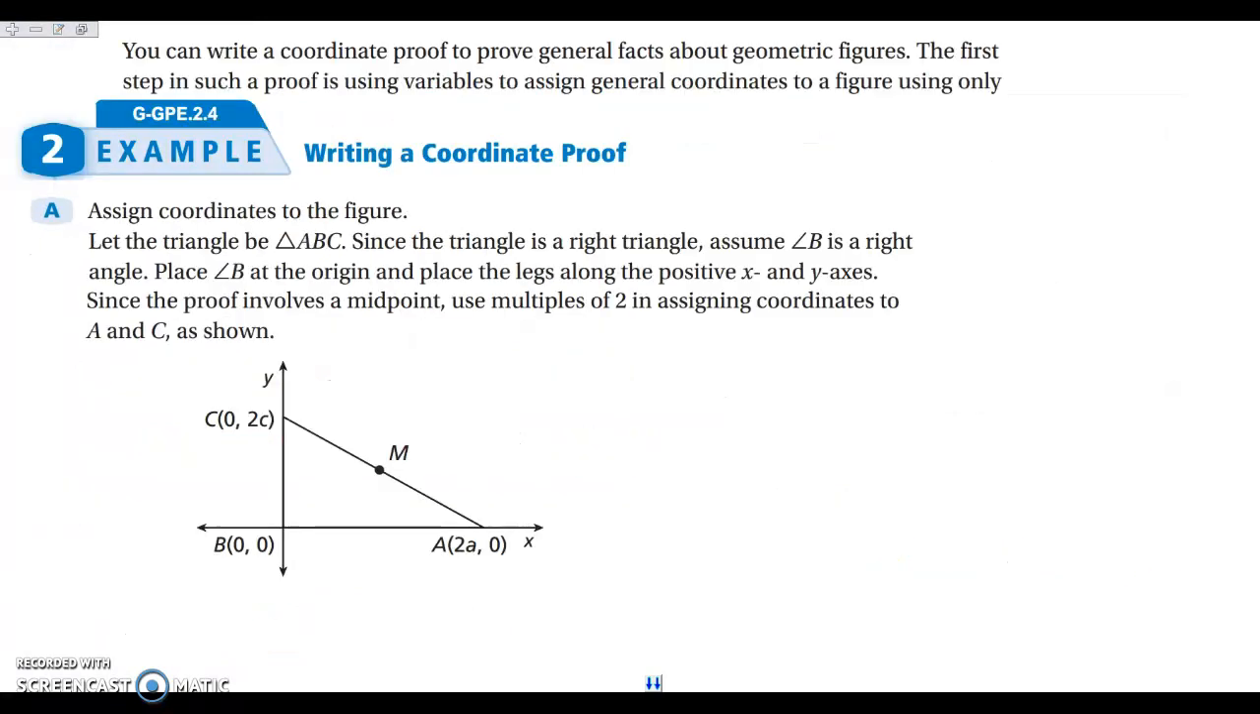All right, so let's take a look at another one. And again, as we go through these, if you have questions, pause the video, write it down. All right, so let's take a look here. This one is a little bit more of a challenge mainly because we're looking at variables rather than numbers.